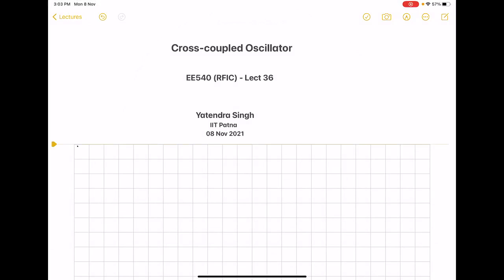In this lecture, we will analyze the cross-coupled oscillator, and these oscillators are created from a common source tuned amplifier. So first, we will study the tuned amplifier.